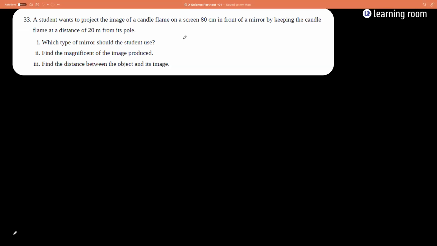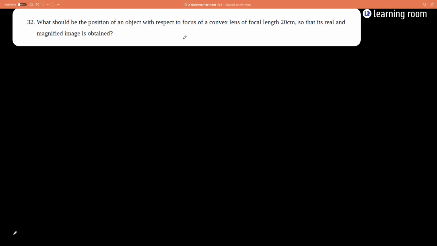Like for the previous question, should we mention that it should be placed between 20 centimeter to 40 centimeter, or is it enough to mention just the focal length and center of curvature? Focal length and center of curvature is the theoretical part, but with respect to this question, you need to mention the 20 and 40. Okay, sir.